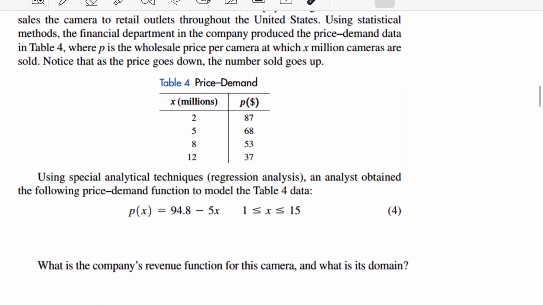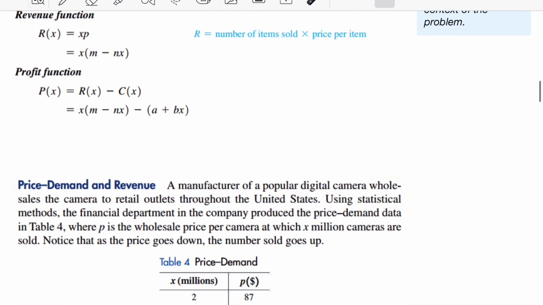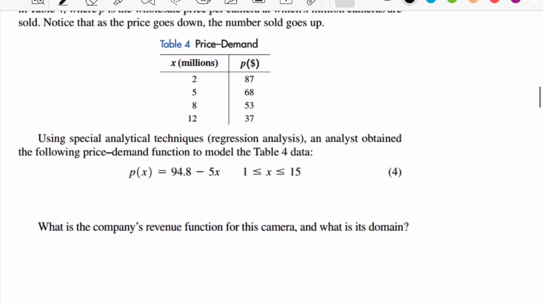So what we want to figure out is the company's revenue for this camera and its domain. So the first thing we can do is recall our revenue function is equal to x times P. So we'll just write that here. And we're given, this should be P of x. And we're given here that P of x is this. So all we have to do is plug that in. And this becomes our revenue function.